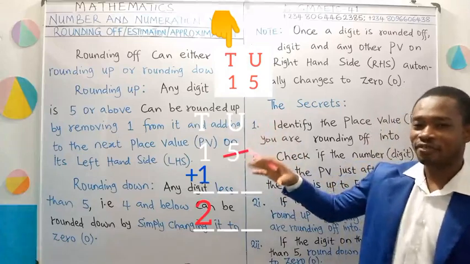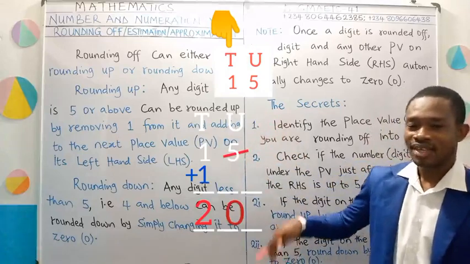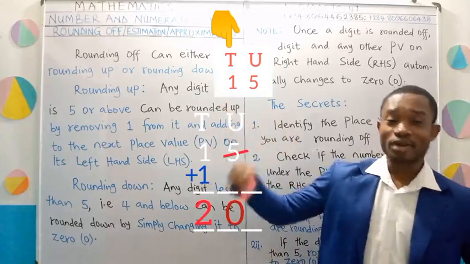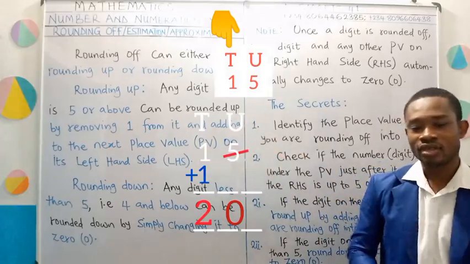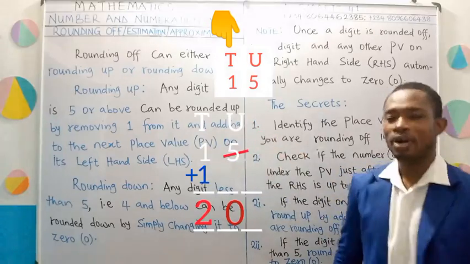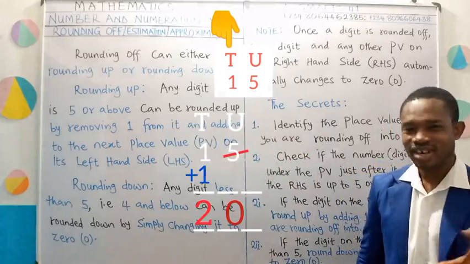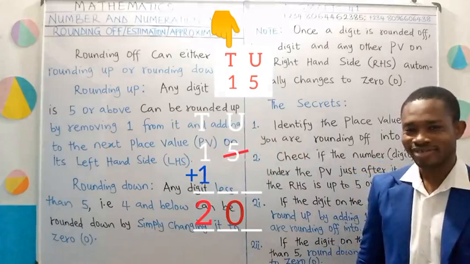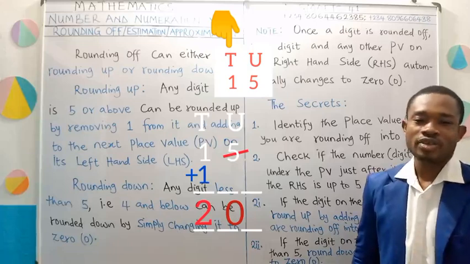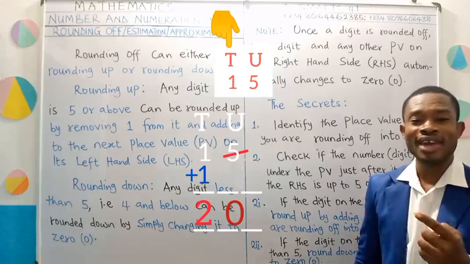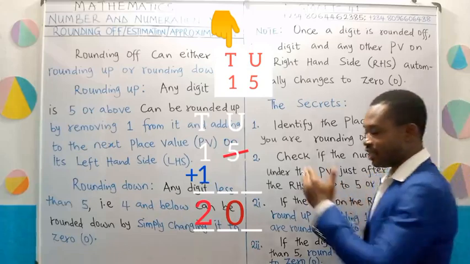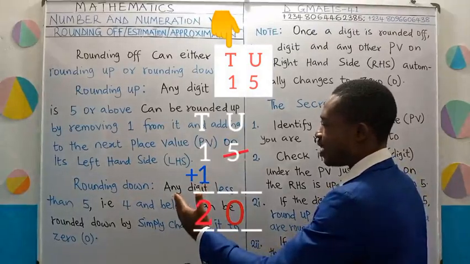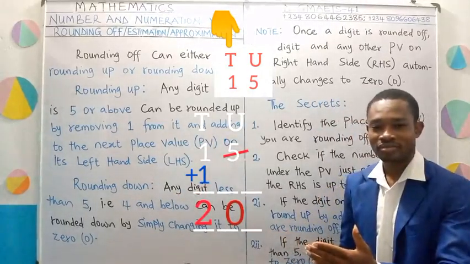Automatically, that 5 will become 0. Then the tens digit there will now become 2 because you added 1, until you have 2 0, which is 20. I have rounded up 15. It's a rounding off process. Is that okay? So to round up is simply to remove 1 from any digit that is up to 5 or above 5, and then adding it to the place value on its left-hand side.